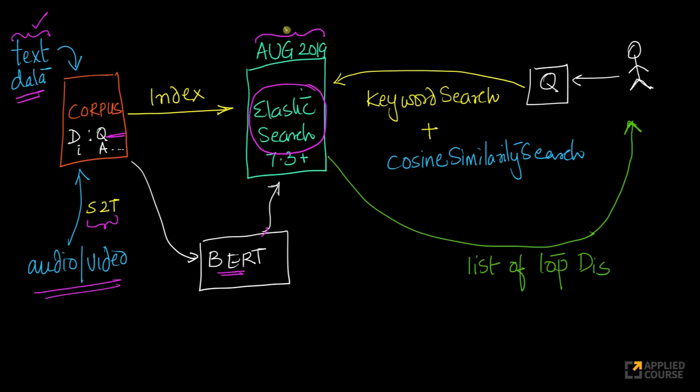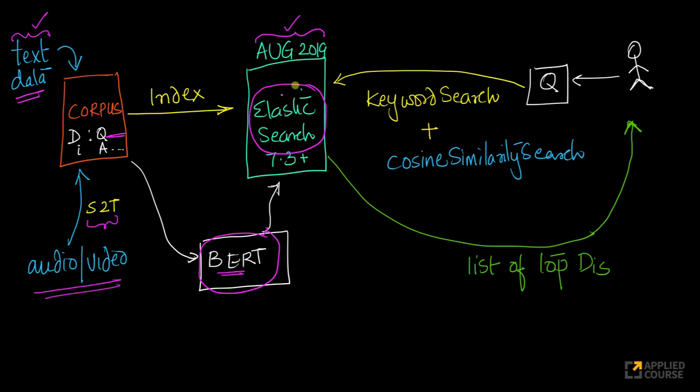Thankfully, from the middle of 2019, for every document or text snippet that we have, we can compute the BERT dense vector representation, and we can also add this dense vector representation for each of the questions into our Elasticsearch index. Now, within the Elasticsearch code base, it does the nearest neighbor search reasonably well.